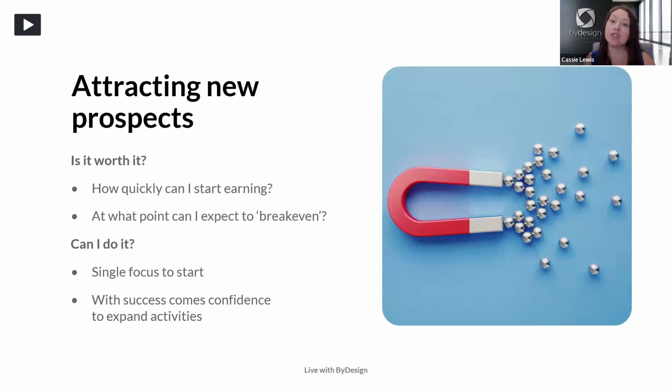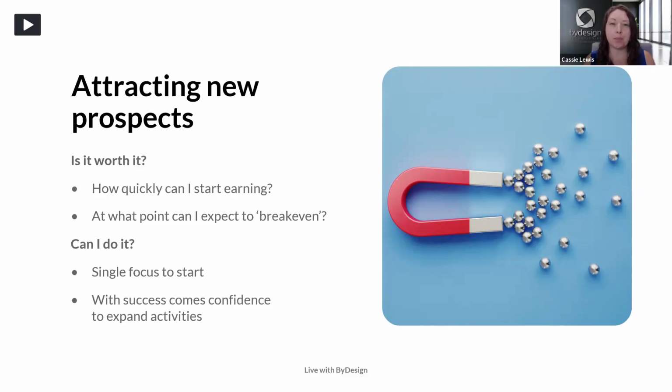Put yourself in the shoes of a prospect, and think about at what point on average do our new reps recoup that initial investment? How soon can they earn that first check? Those are really great first questions for you to ask yourself. So once you have the value add and you know that your comp plan is worth it, the next thing is, can I do it?